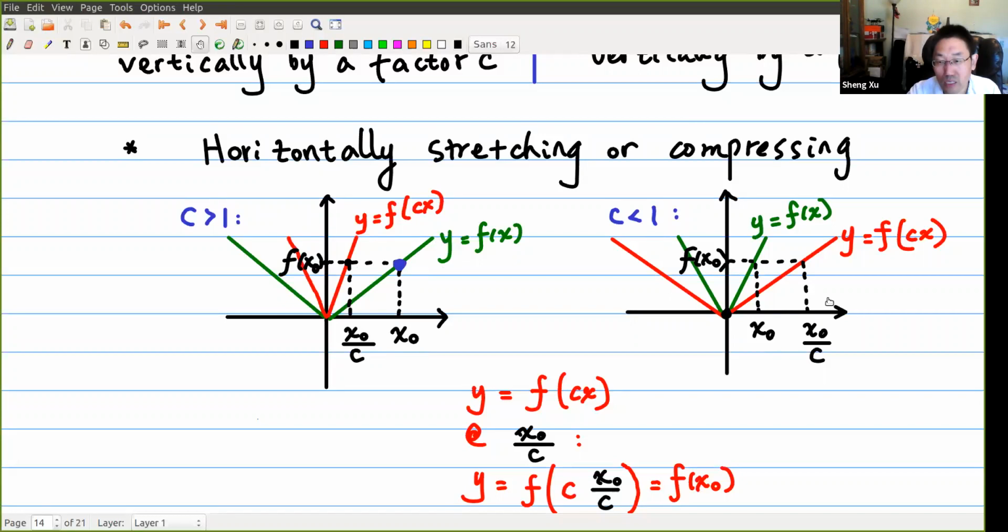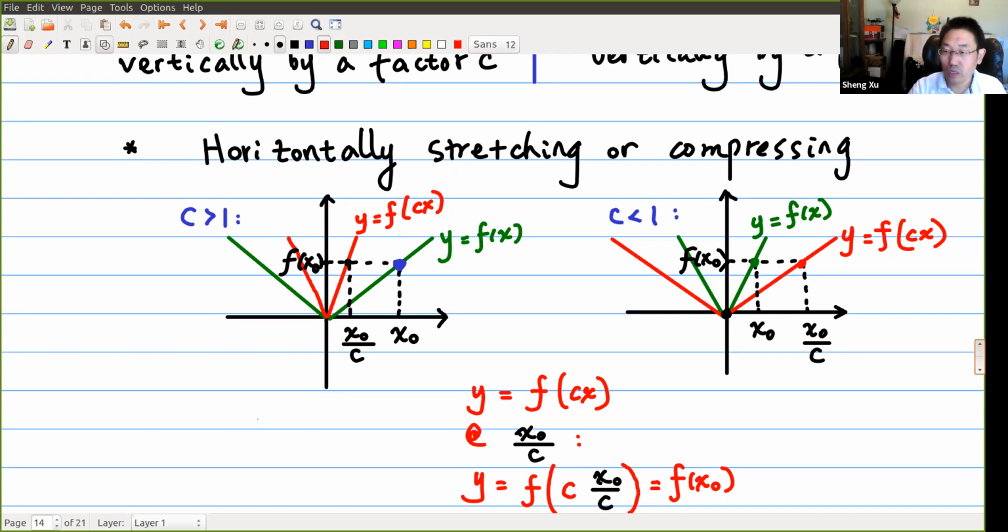So you need to use a bigger x, because x over a small c, you need to use a bigger x value to get the same f(x) value here, right? Horizontal line here. So this point here now is what? Is a stretch to this point here. That's a stretching effect.